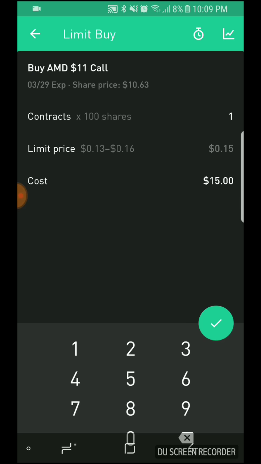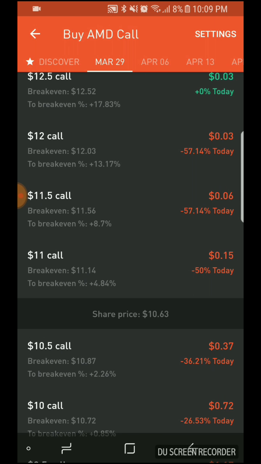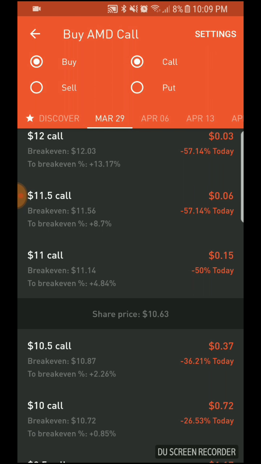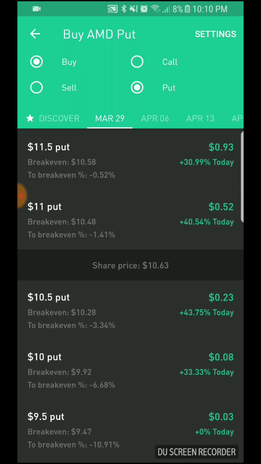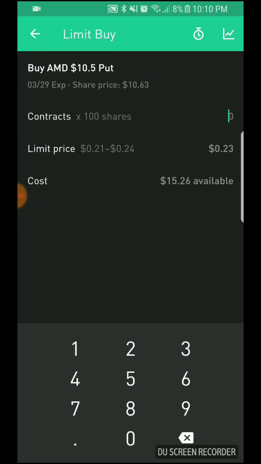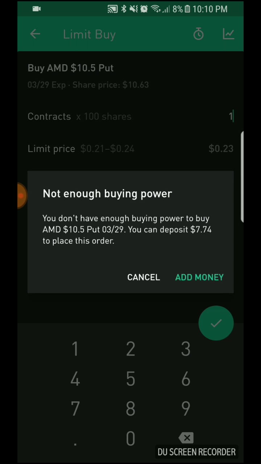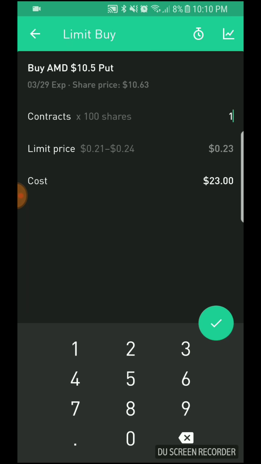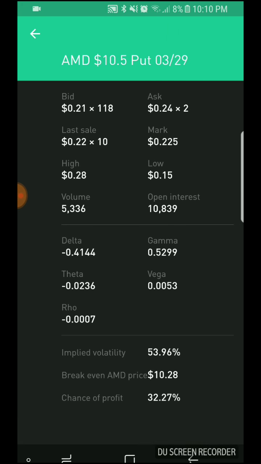So if you go back, I'm going to show you how you can buy a put option here. So that was the call. If you want to buy a put, you simply do the same thing. You click on one, and I don't have enough money here, but right here, and then the chart.